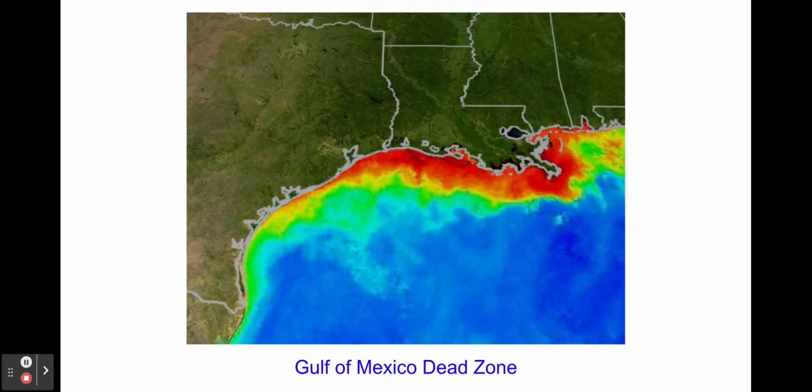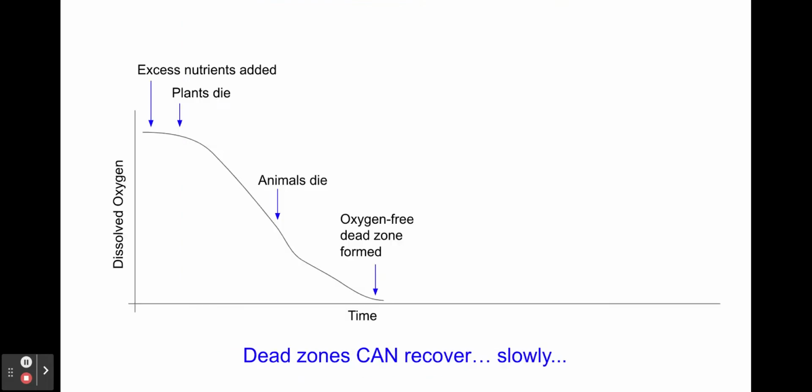Every spring, after the fertilizer is washed off in heavy rains, we see a massive oxygen-free dead zone forming in the Gulf of Mexico. How big is this? Well, this is the state of Louisiana. So this dead zone is larger than the state of Louisiana. But it's temporary because dead zones can recover. Oxygen can come back slowly.